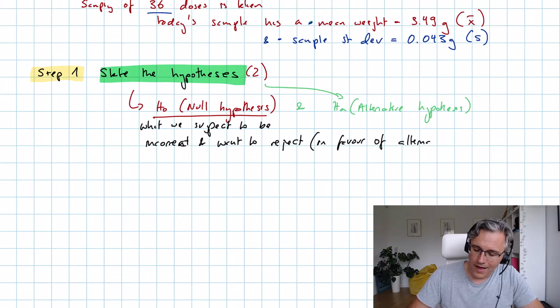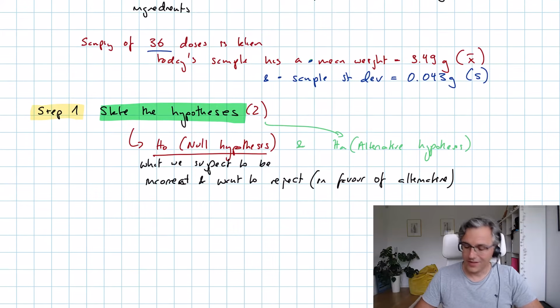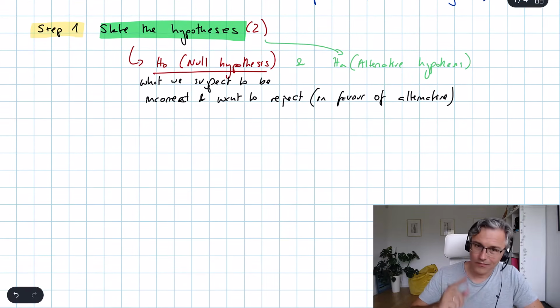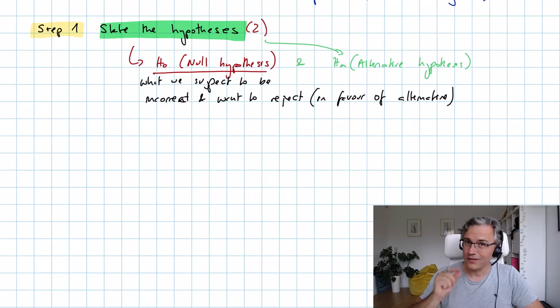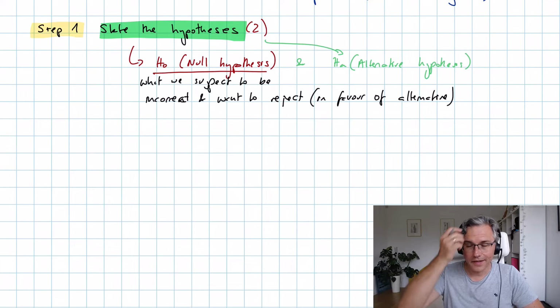Now, our daily sample of 36 doses has revealed something worrying, that the sample mean is below target, is off target, and hence we suspect, therefore, that the true population parameter, the true weight of the doses, is not 3.5 grams. This is what we suspect to be the case.